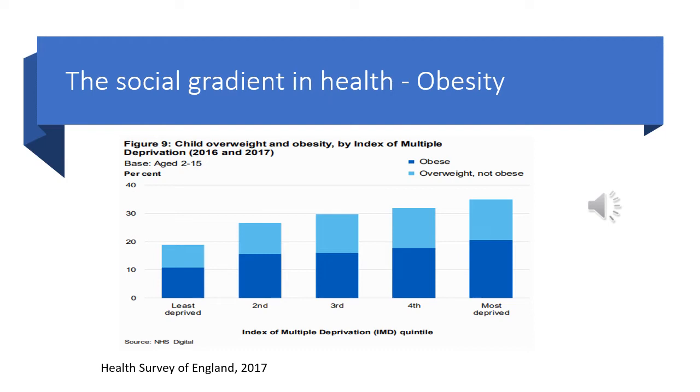Again, there is inequality in the prevalence of obesity across the different social classes. And as you can see in the graph, people from the most deprived areas are facing higher levels of obesity and overweight. And on the other hand, people from least deprived societies are facing lower rates or lower prevalence of obesity and overweight.